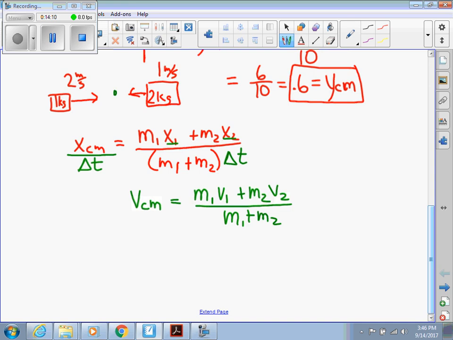And if we look up here, if this is moving 2 meters per second to the right, and this is moving 1 meter per second to the left, the center of mass of the system is moving to the right, and we could figure out how fast if we wanted to. The velocity of an object remains constant unless there's some kind of net outside force acting on it, and we know this because of Newton's first law.